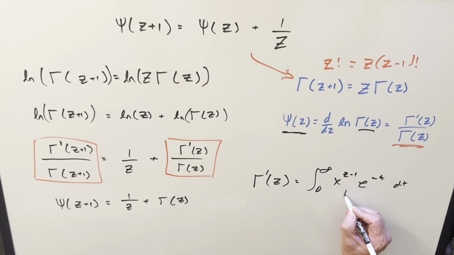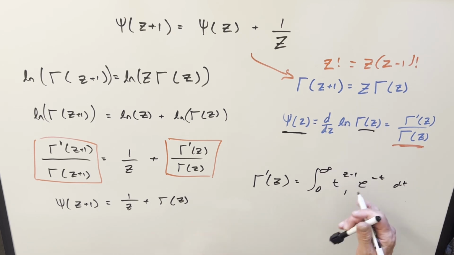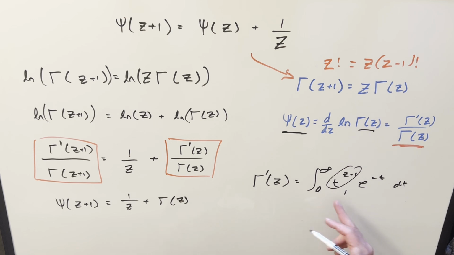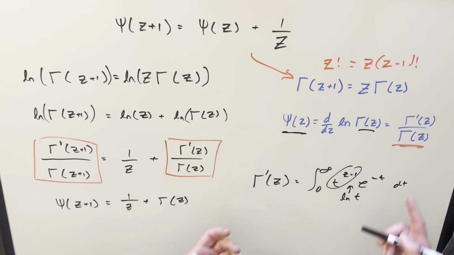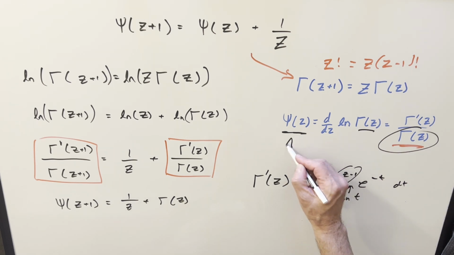I've got my variables mixed up too. I think this needs to be a t. There's no x in this. So if this is t, if you differentiate this with Feynman's trick, then differentiating with respect to z, t is a constant, and so you're going to get a natural log of t in here. So then knowing gamma prime of z is going to be this thing, to get back to the Digamma function, all we need is this part, so you can just divide by gamma z, and then you get your Digamma function.